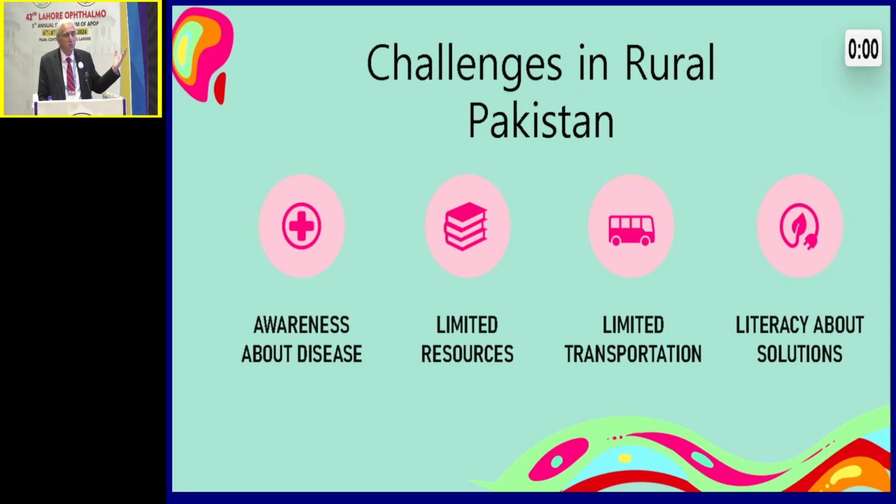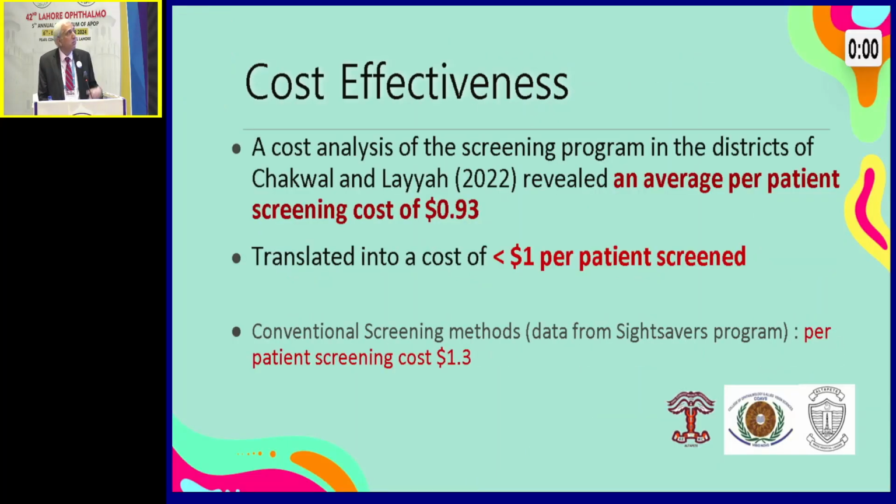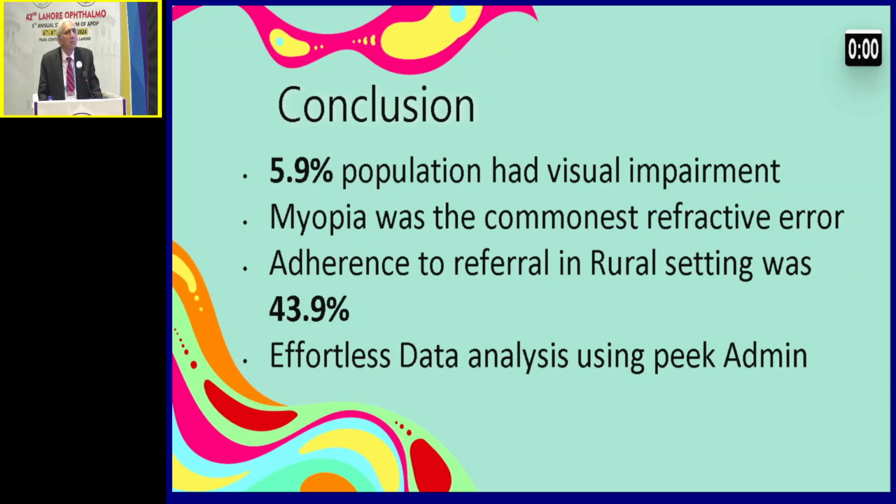So the challenges which I told you before were awareness about the disease in the patients, limited resources, limited transportation, and limited literacy about the disease. That is why they don't go to the places. But we have found that a cost analysis of the screening program in districts Chakwal and Layyah revealed an average per-patient cost of about $0.93, which is less than $1. And conventional data usually shows more or less the same amount of money being spent.